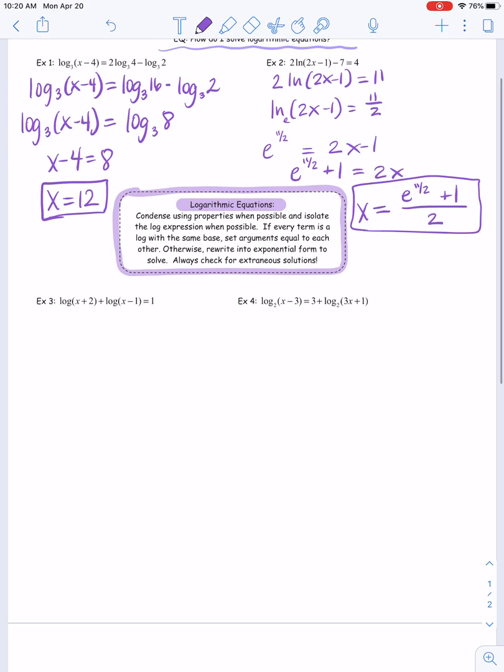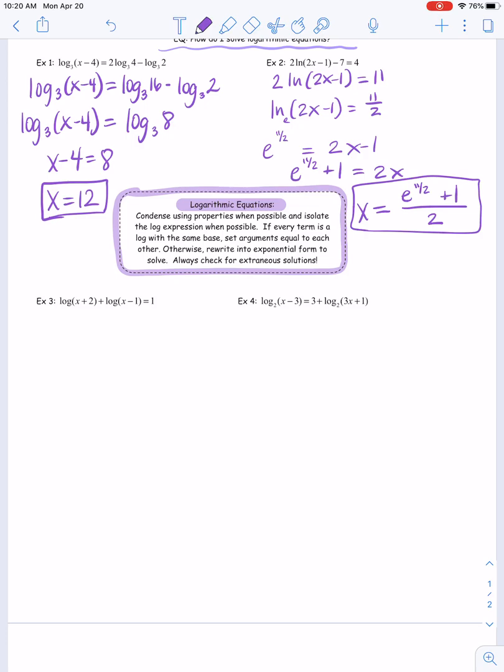Remember, like I said earlier, we want to condense using our properties when possible and isolate the log expression when possible. If every term is a log with the same base, set your arguments equal to each other. Otherwise, rewrite it into the exponential form to solve. That's exactly what I did in example 2. I didn't have a natural log on the other side of the equal sign, so I had to rewrite it in exponential form and solve that way.